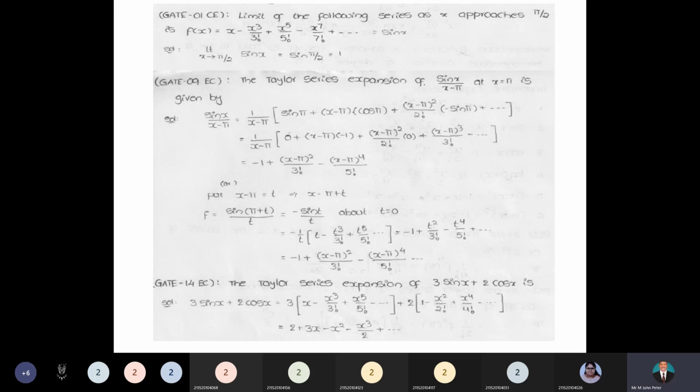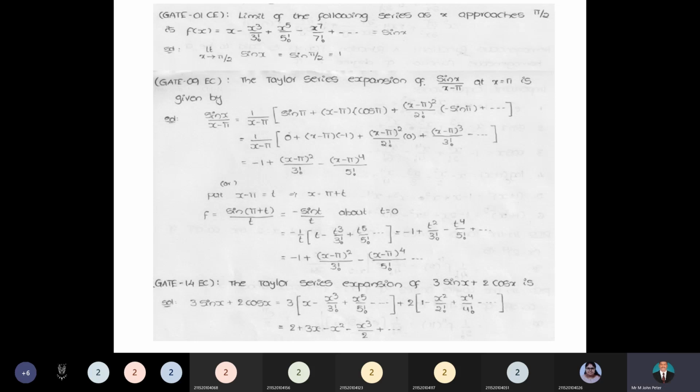Then replace x minus pi as t. You will get the function sin x divided by x minus pi as sin(pi plus t) divided by t. That is minus sin t divided by t. So as per the concept sin(180 plus theta) is minus sin theta. Using that concept, we will get minus sin t by t.